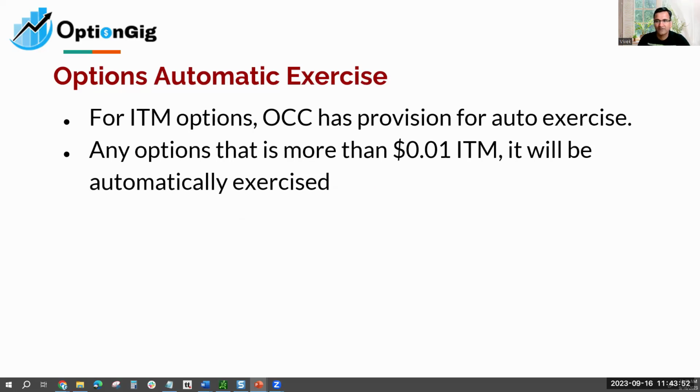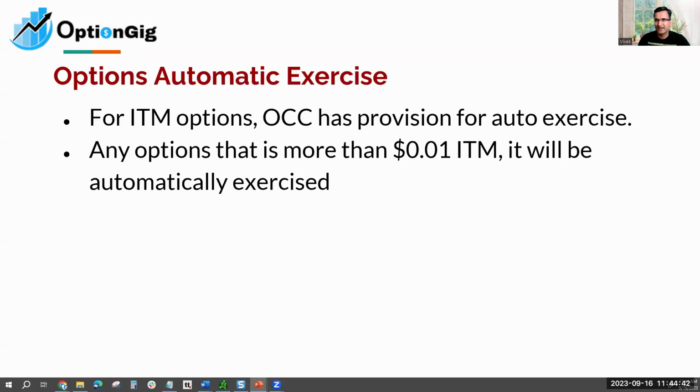For example, going back to the same example of XYZ, I bought a call option at $50. Now, at the end of expiration, let's say 15 September was a recent expiration, right? Market closes on 15 September, and now the stock is trading at $50.01. In that case, that will be automatically exercised. That means come Monday, I will have 100 shares of XYZ in my brokerage account, because the call option gives me the right to buy the shares. So now, because it is 1 cent in the money, it will get automatically exercised.